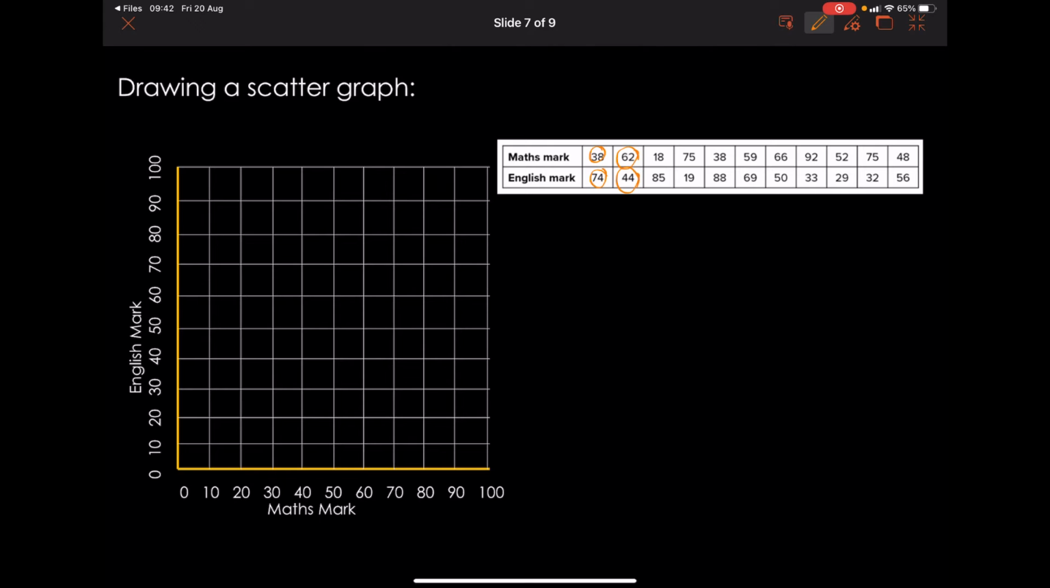So again, it's not got to be perfect, and you'll probably get a grid with smaller lines as well, like this. So it might be easier for you in the actual exam. Okay, so I'm going to do 38, about there, 74, about there, okay? 62, 44, so 62 across, can you see I've gone to 62 about there, 44 up, about there, okay?